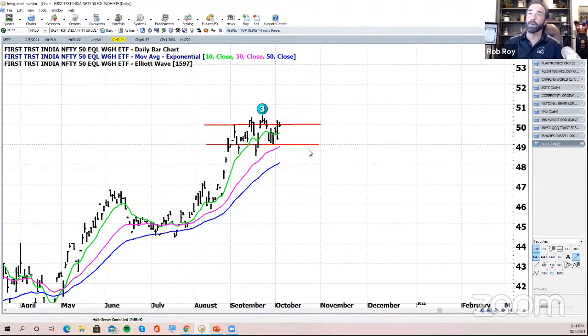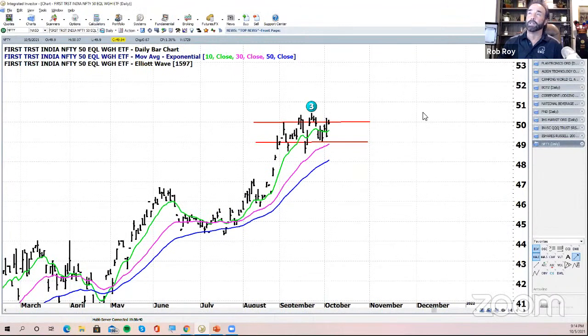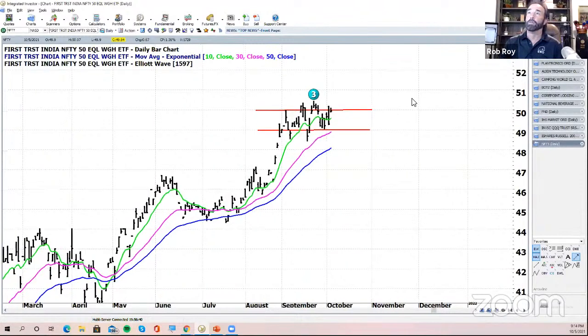You break below 49, you become a little more bearish. Break above 50, you stay bullish, and maybe even add to current bullish positions. If you had a bullish position right now in the Nifty, there's no sign or any reason to close that out. You would only do that if you broke below 49.